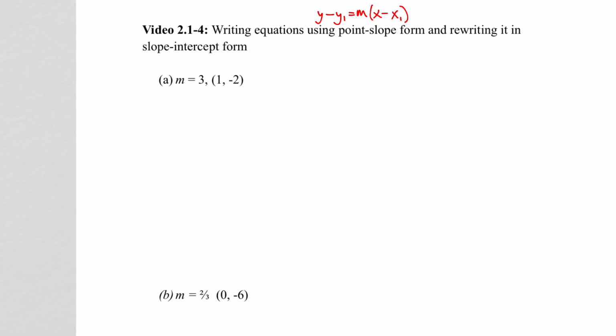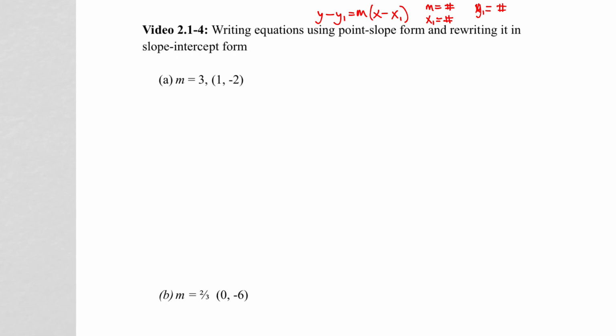Okay, where m is going to be a number and x1 is going to be the x-coordinate of a point, so that will be a number, and y1 is going to be the y-coordinate of a point, so that's going to be a number. The y and the x are going to be variables. So let's look at part A.